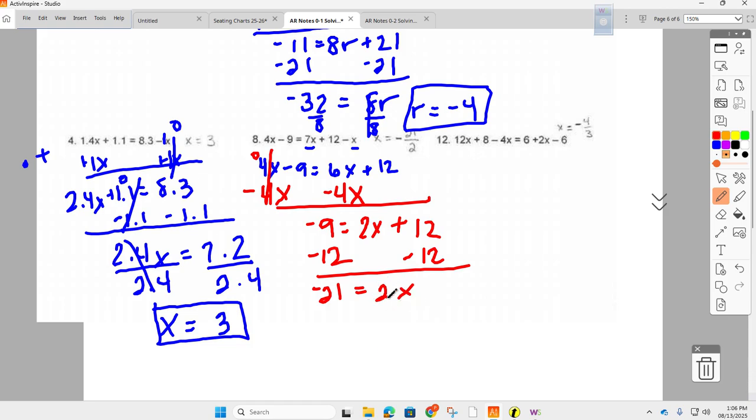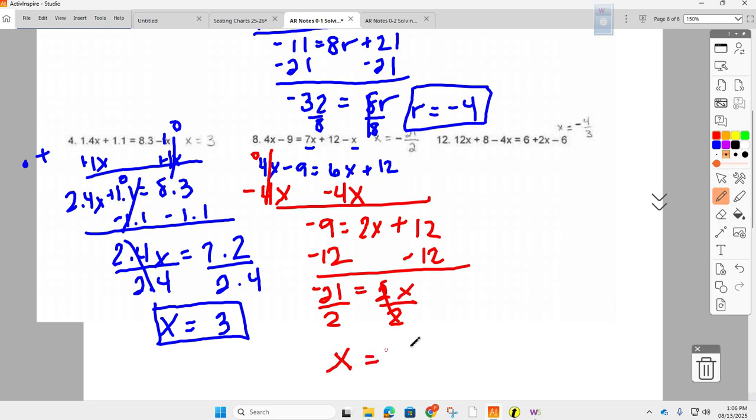How do we undo the multiplication? Emmanuel, how do we undo the multiplication? Yes. Multiplied by 2, we divide by 2. If we're multiplied by negative 2, we divide by negative 2. All right, so that simplifies to 1x.